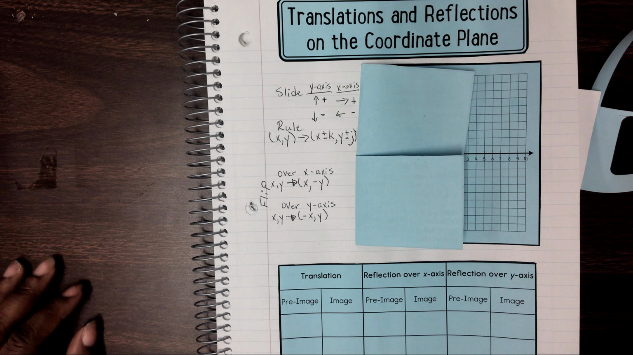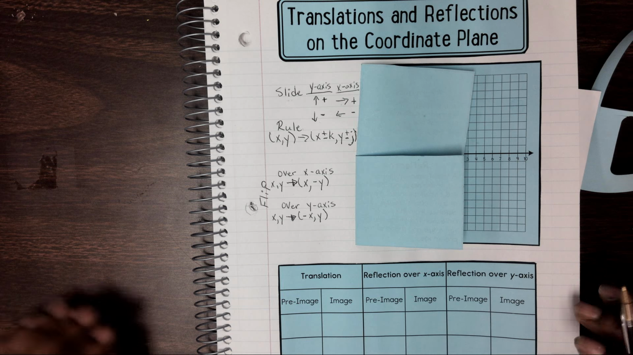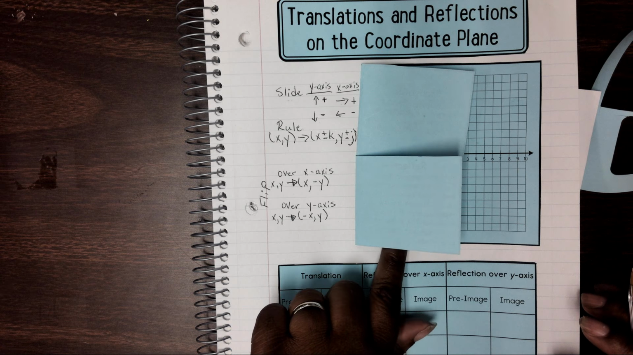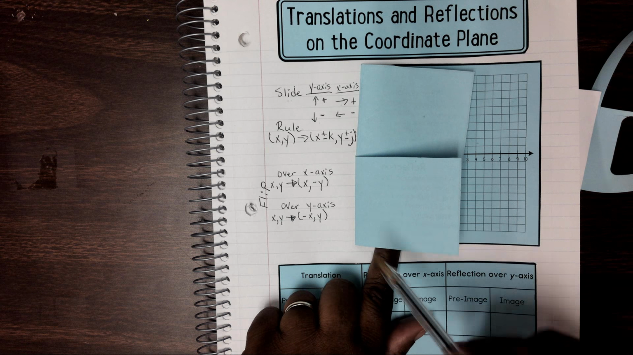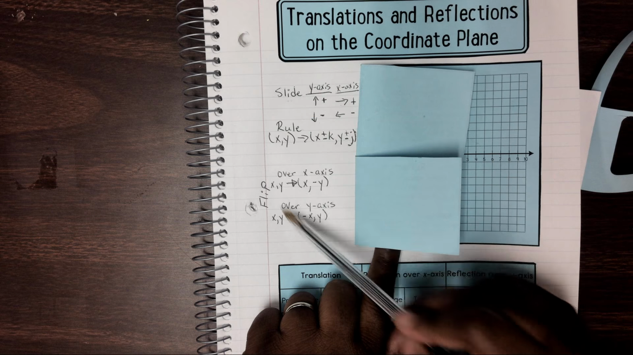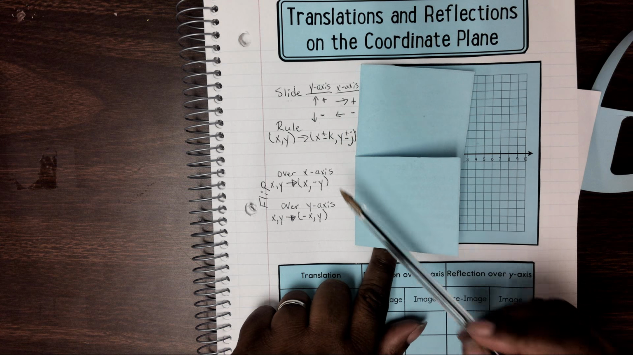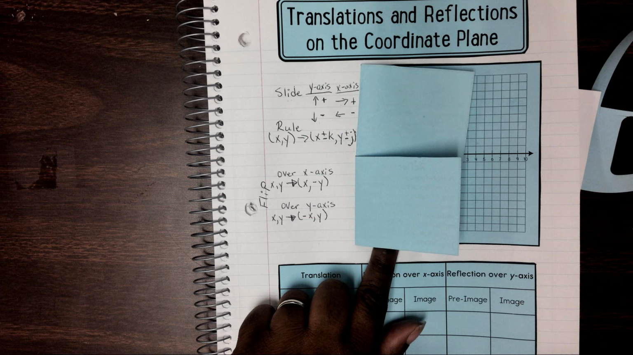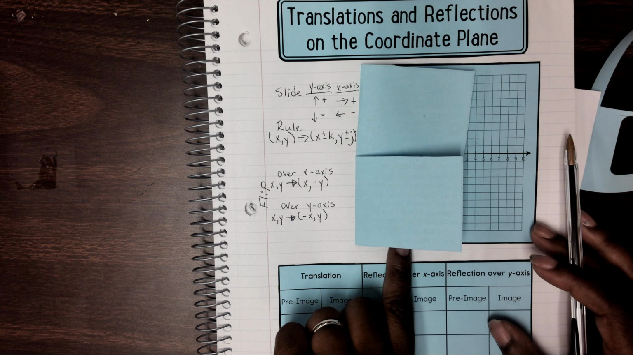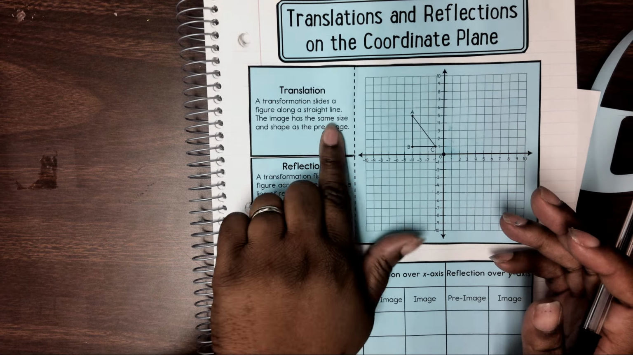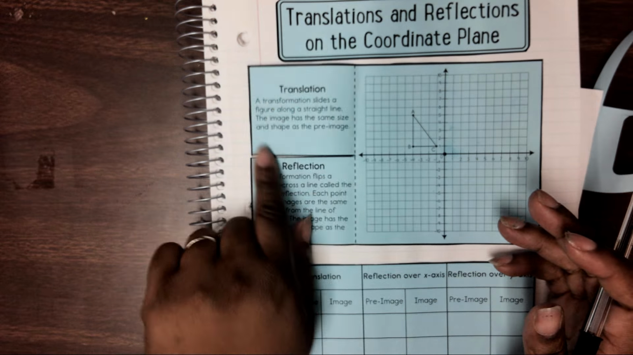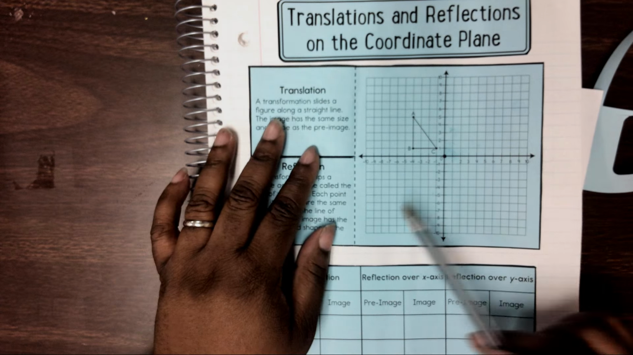Alright, so let's go ahead and let's apply this information that we just wrote down. That way we can make a connection in regards to the information, okay? So again, after you've written this information down, make sure you go ahead and flip your flaps down. That way you can go ahead and you can see your graph, okay?